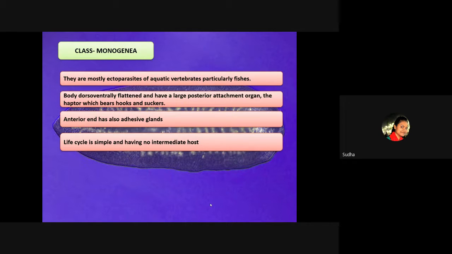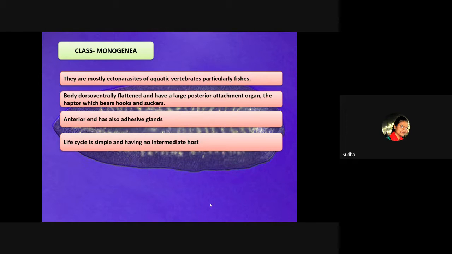Next, the anterior end also has some adhesive glands. You can understand why these hooks, suckers and adhesive glands are present. They help the parasite attach itself to the host, because as parasites they need to attach themselves to the host to obtain nutrition from them. That is why these structures keep them attached to the host.